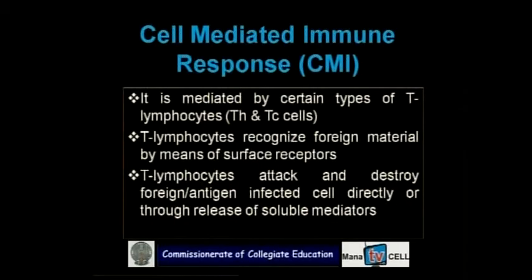The immunity which is obtained mainly from the cells, from the lymphocytes, is known as cell-mediated immunity or the cell-mediated immune response. So here again we have T lymphocytes in the form of T helper cells. They recognize the foreign antigen by means of surface receptors, and these T lymphocytes attack and destroy the foreign antigen-infected cell directly or through release of some soluble mediators.